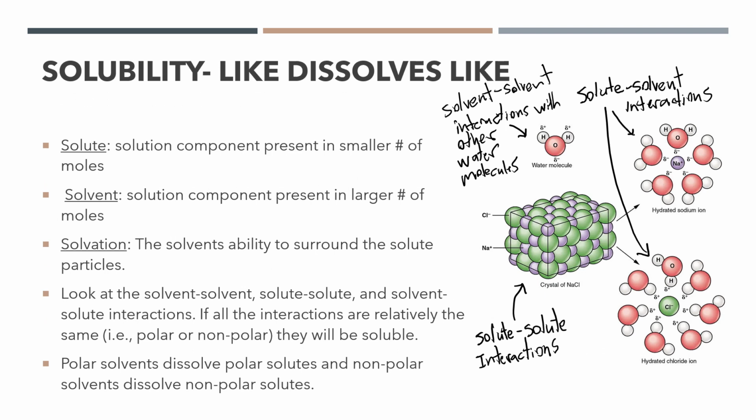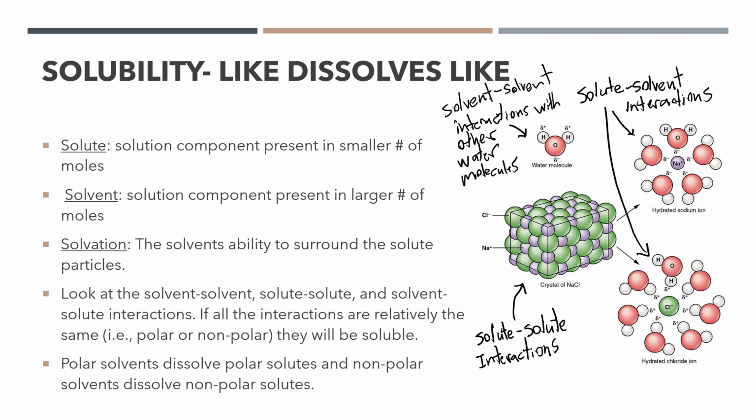So for solubility, like dissolves like, meaning that something that's polar is going to dissolve something that's polar, and something that's nonpolar is going to dissolve something that's nonpolar. A solute is what exists in the smaller proportion, whereas the solvent is going to exist in the larger proportion. So water is your most common solvent, and then a solute could possibly be sodium chloride or maybe glucose, just something that is dissolved there. So let's get rid of that.